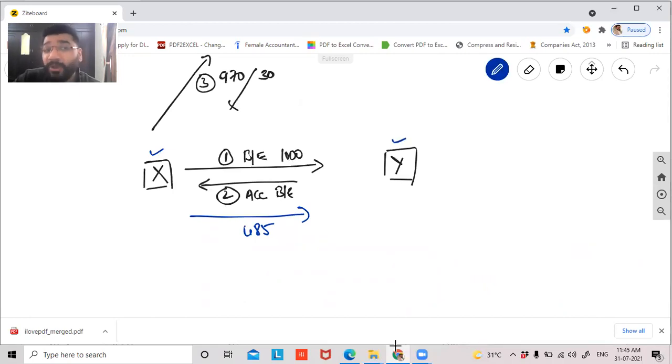Now here, X is not alone getting the help, guys. He's not the sole person who's enjoying this process. X is enjoying half of it and Y is enjoying half of it. So this is what is called mutual help. Half of the money X is enjoying and half the money Y is enjoying.